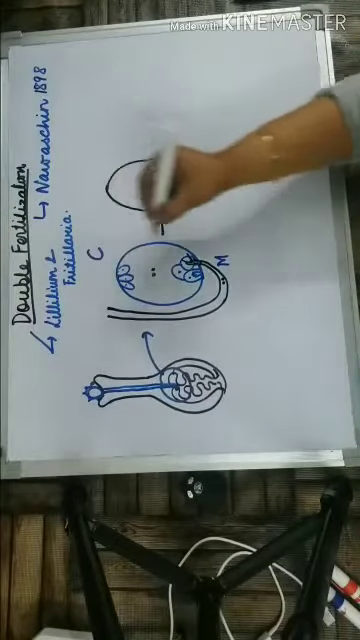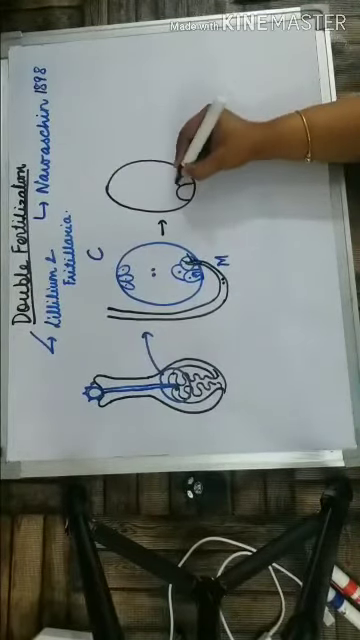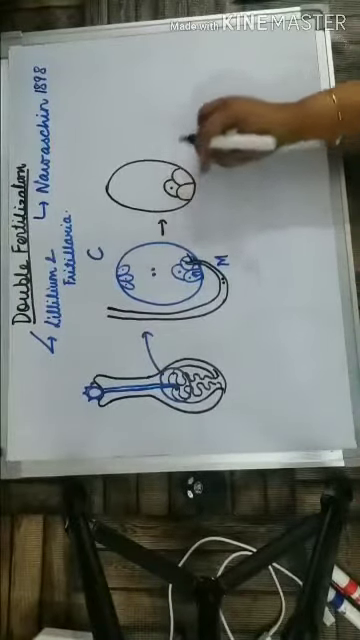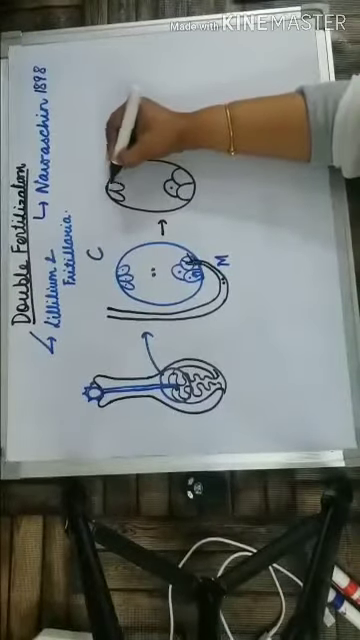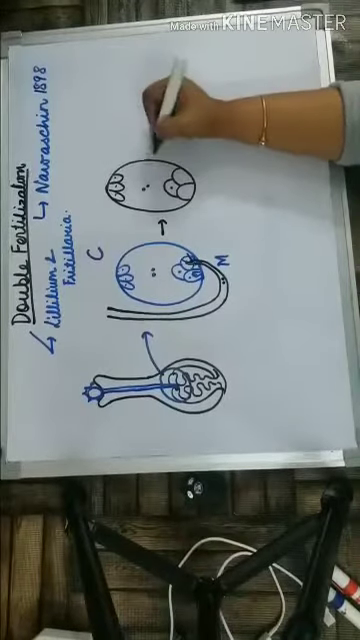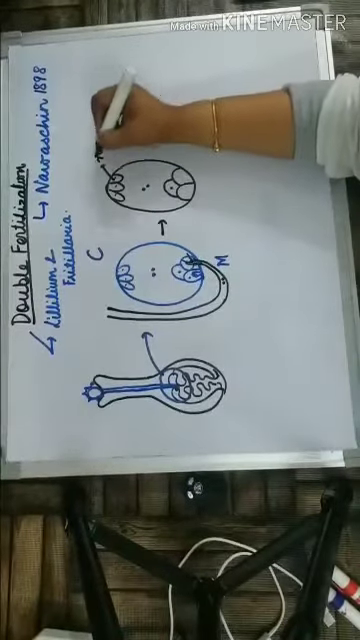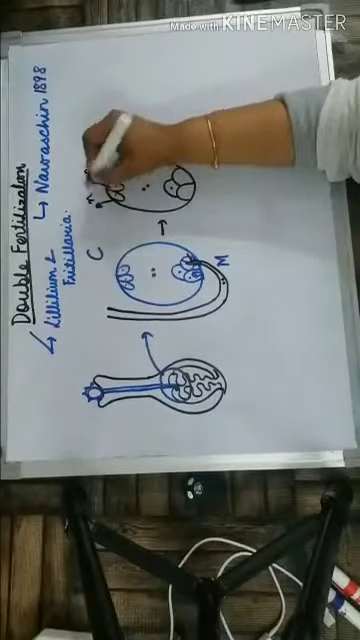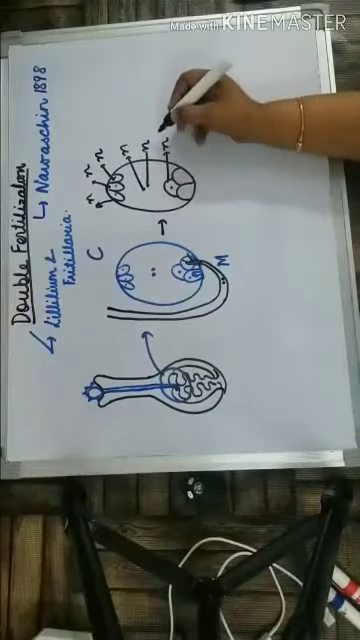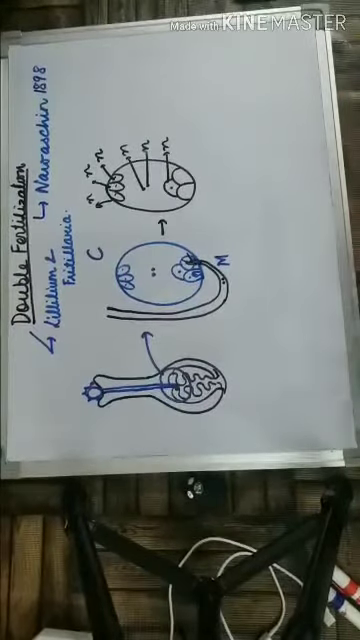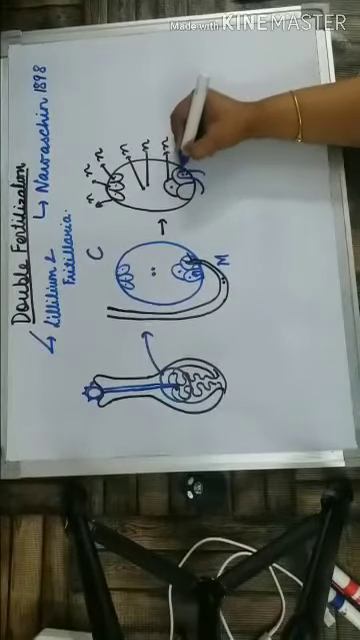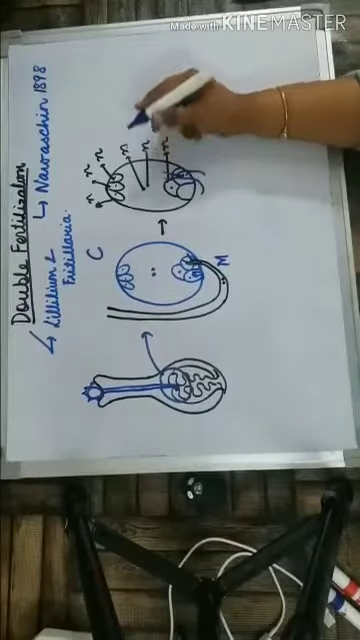This is the embryo sac. Again I am drawing it. These are the synergids. This is an egg cell. This whole is called the egg apparatus. We have 3 antipodals here and 2 polar nuclei. These all are haploid structures. This is also n, this is also n, this is also n. Now what happens is that the pollen tube has burst and the 2 male gametes are thrown inside.